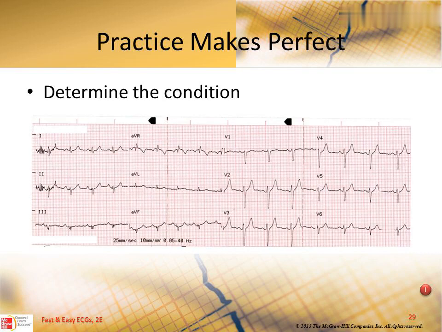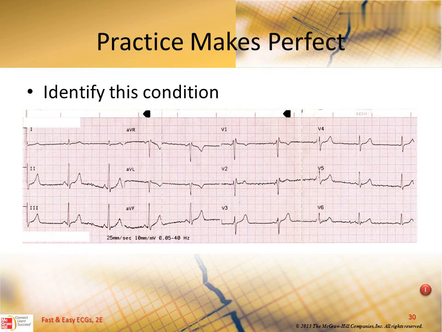Practice makes perfect. Determine the condition. Answer: left anterior hemiblock. Practice makes perfect. Identify this condition. Sinus bradycardia with a short PR and incomplete right bundle branch block.